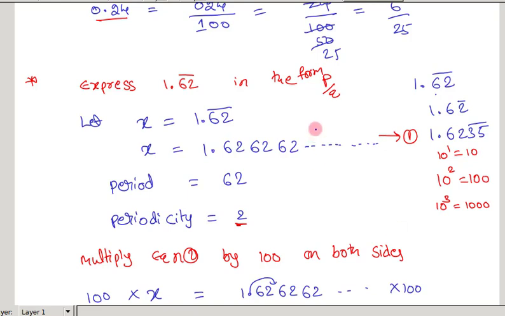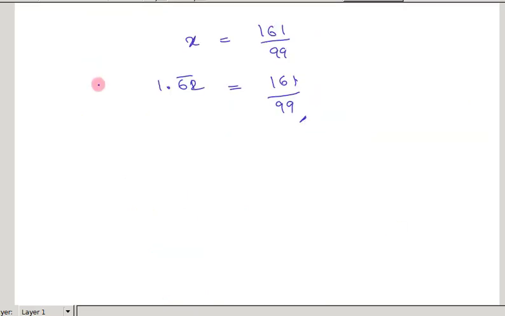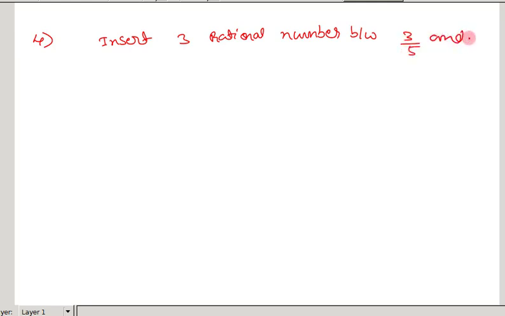Now let us discuss inserting rational numbers between two given rational numbers. Let me take an example. As an example, I am taking our textbook question, exercise 1, 4th question, and I am explaining it here. Insert three rational numbers between 3 by 5 and 2 by 3.